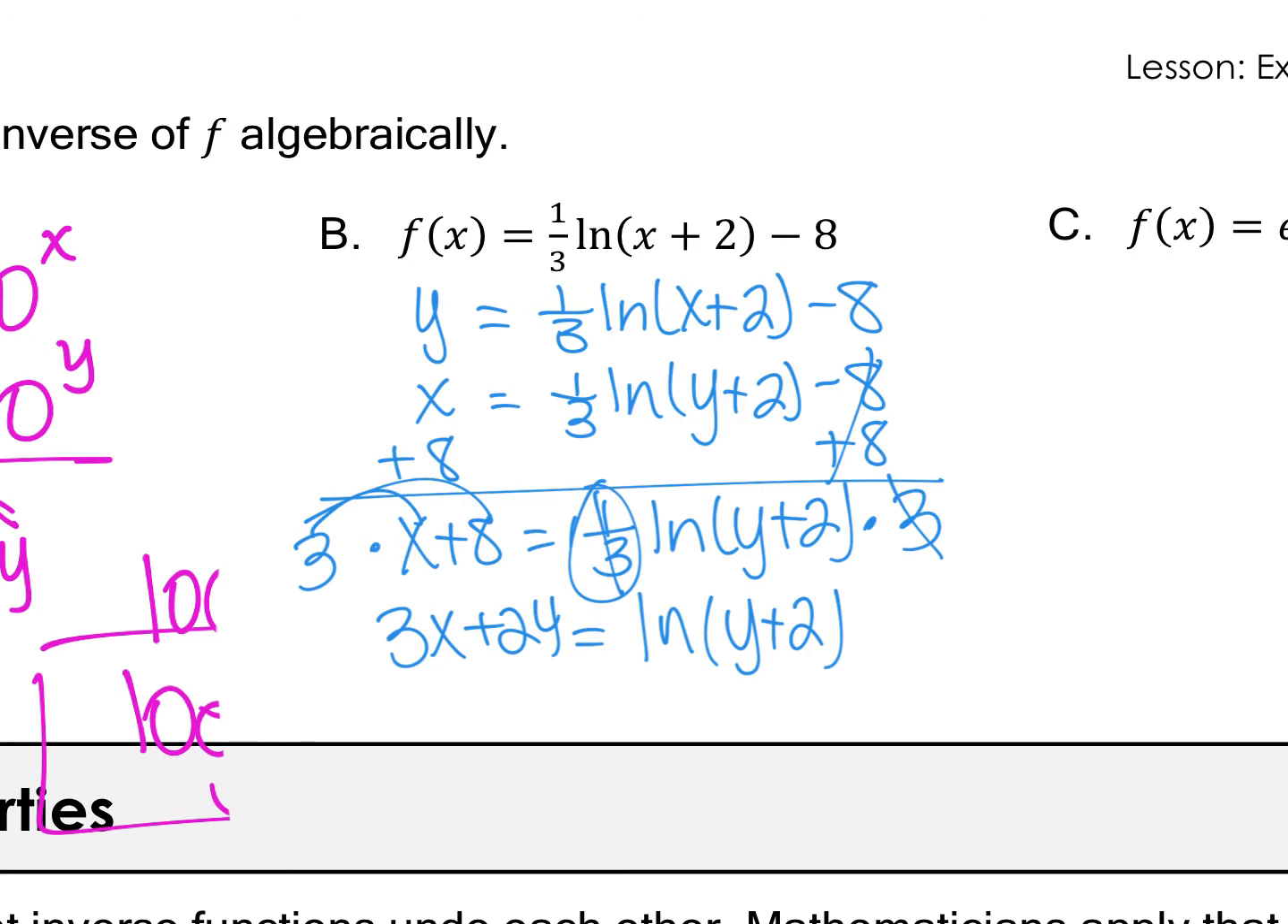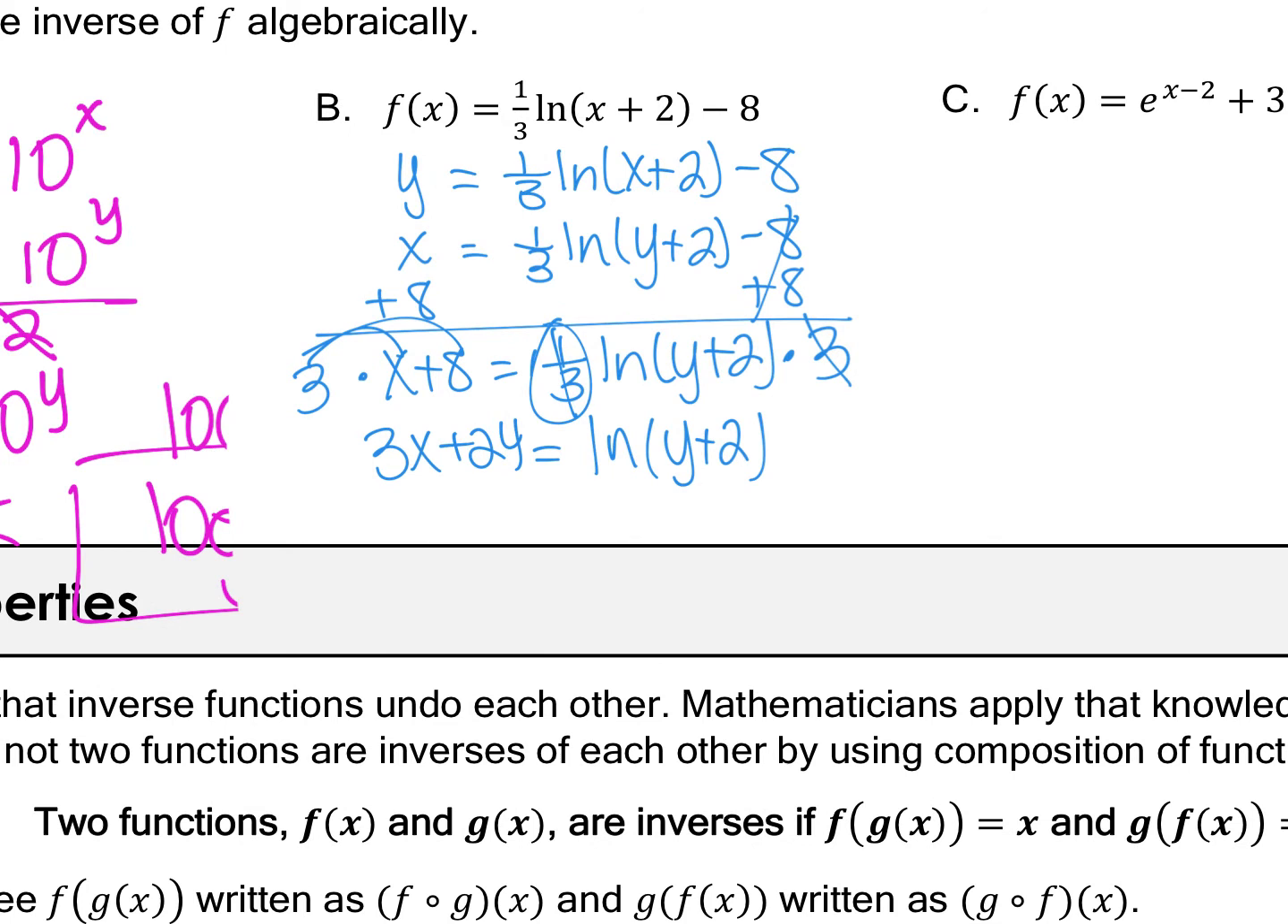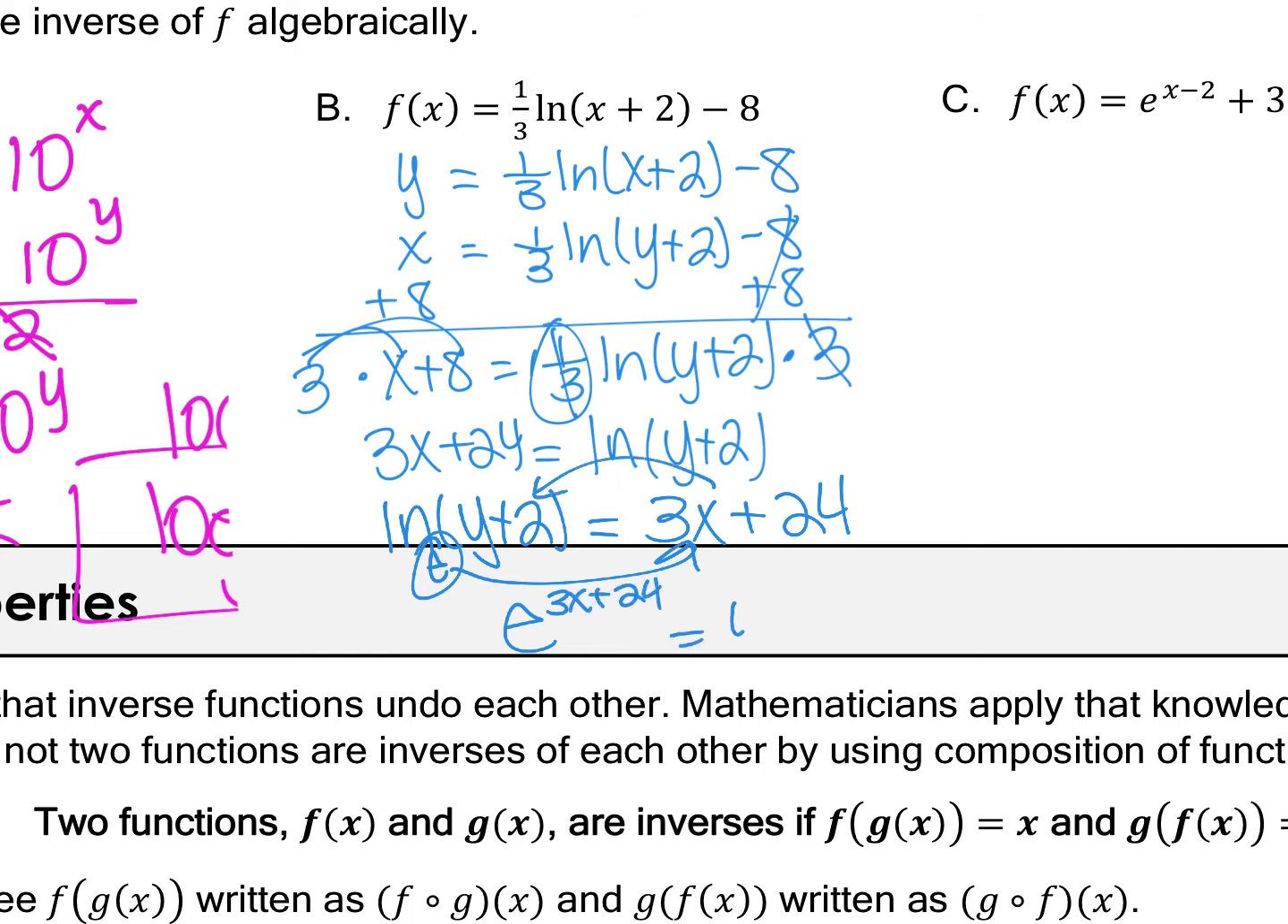Now, since I have my log term by itself, I can rewrite it in exponential form. Again, if you want to rearrange it to where your log is on this side, it doesn't really matter, as long as you know to start with your log when you're rewriting it. So notice it's a natural log, so my base is e, even though it's not there. So e raised to the 3x plus 24 power equals y plus 2.